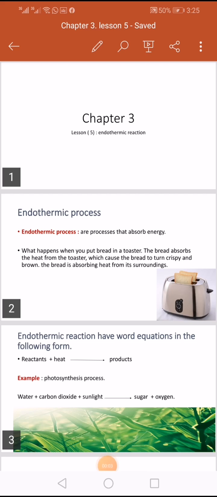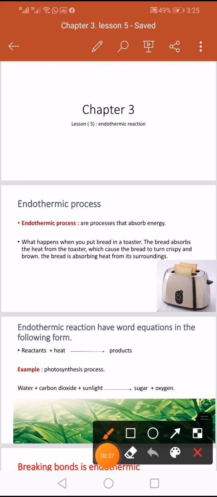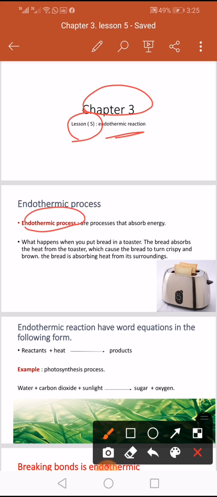Today we are going to talk about Chapter 3, Lesson 5, Endothermic Reaction. First, we should know the meaning of endothermic reaction or endothermic process. So, what's meant by endothermic process? An endothermic process is a process or reaction that absorbs energy.